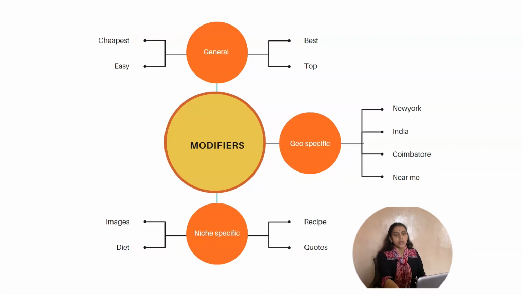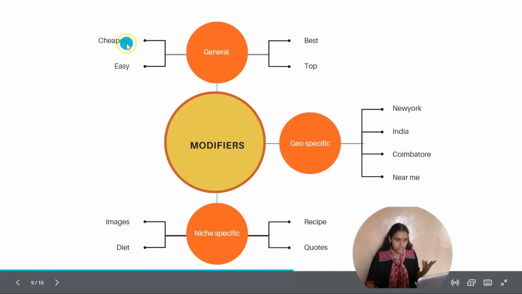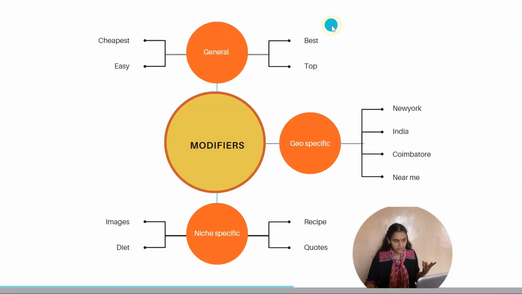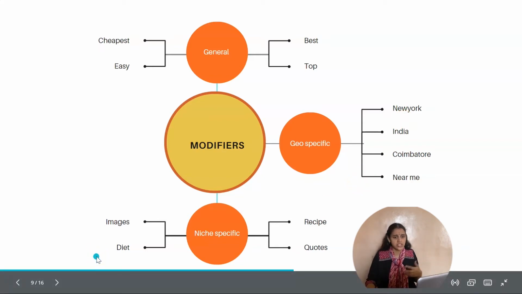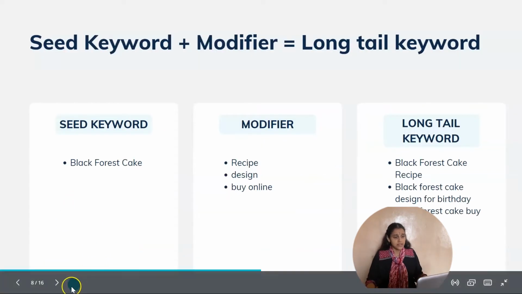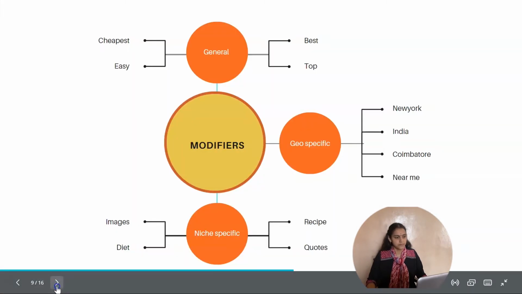Modifiers are the words that you add to your main keyword to produce a more specific long tail keyword. There are three types of modifiers: general, geo-specific, and niche-specific. General keyword modifiers are like best, easy, top, cheapest. Geo-specific is location-specific, adding locations like Coimbatore, Nigeria, India. Niche-specific is like recipe, codes, designs, images, and diets. So these are the modifiers that we add to make a long tail version. Let's see how we can add modifiers to our keywords.